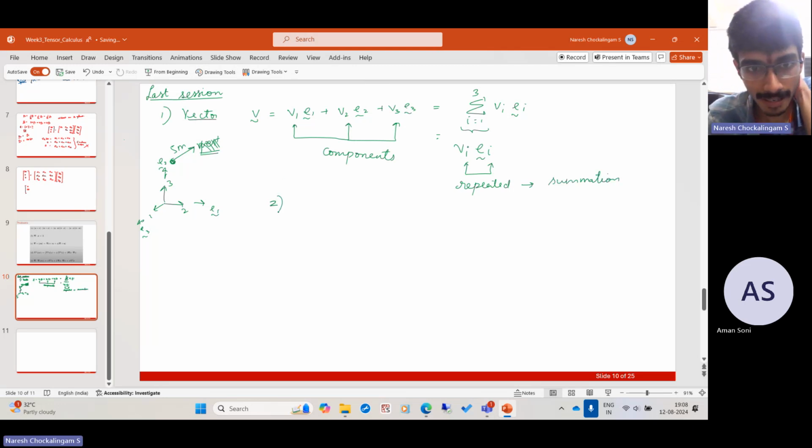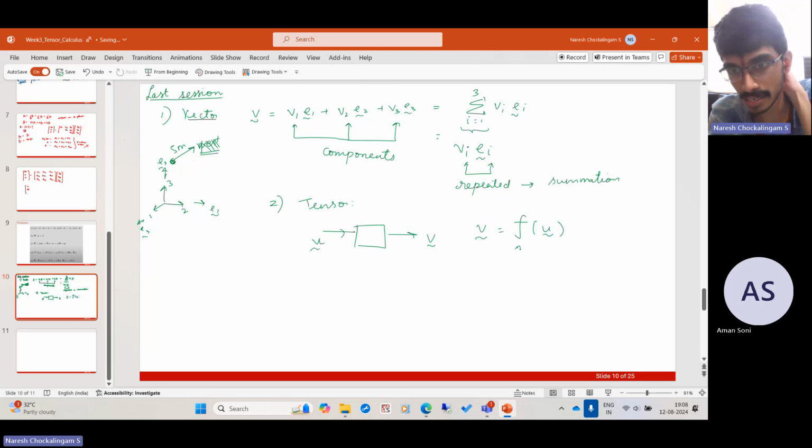Then we looked at what a tensor is. A tensor is a linear operator which takes in a vector. Say it takes in a vector u. Think of it as a black box that returns a vector v. So v is some function f of u. If this function turns out to be linear, then you can relate v as T u, where T is a tensor. So a tensor is a linear operator which takes in a vector from a given vector space and returns another vector.